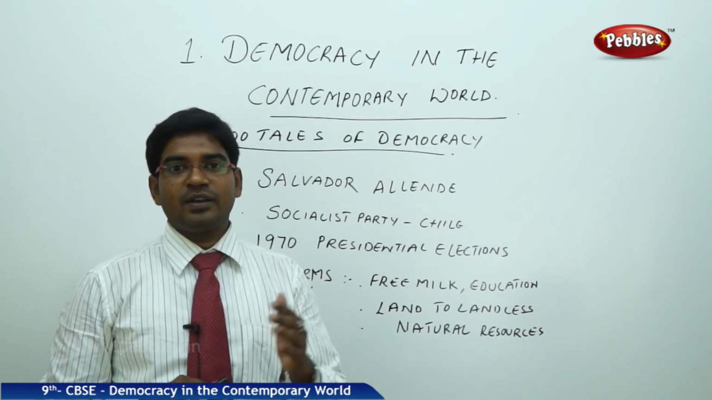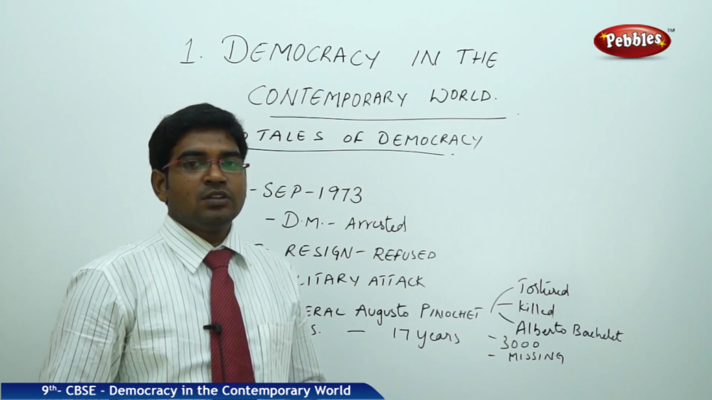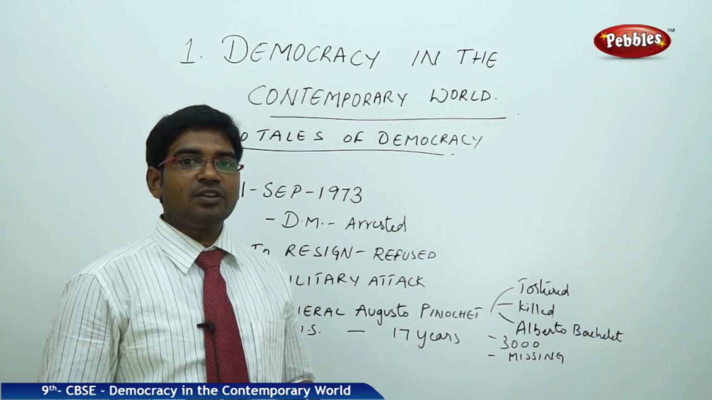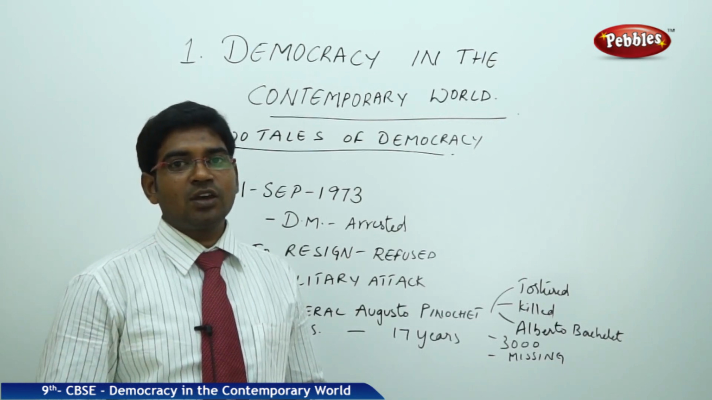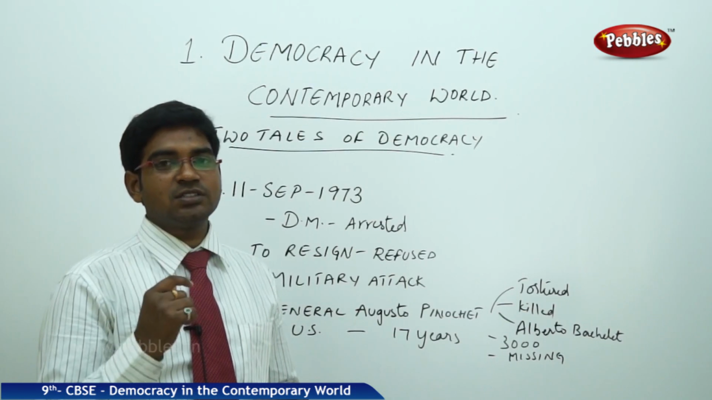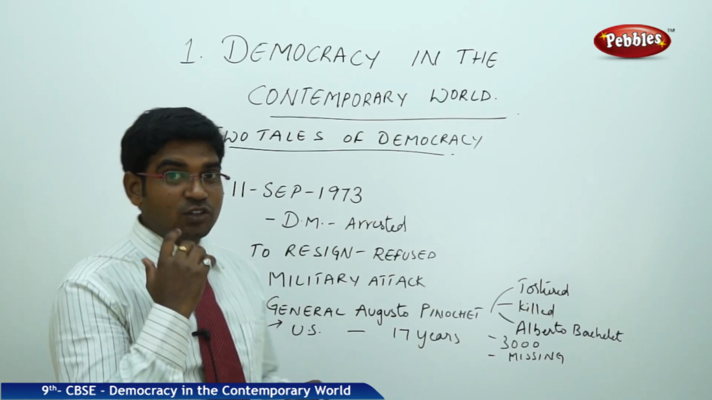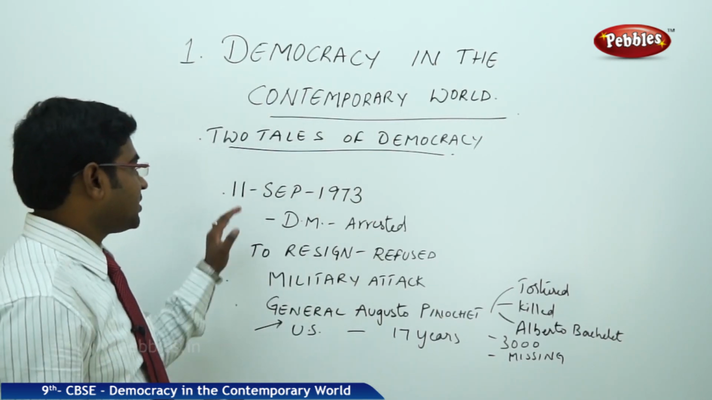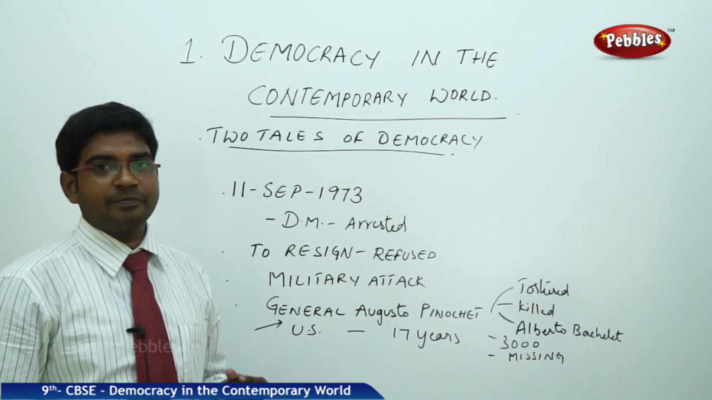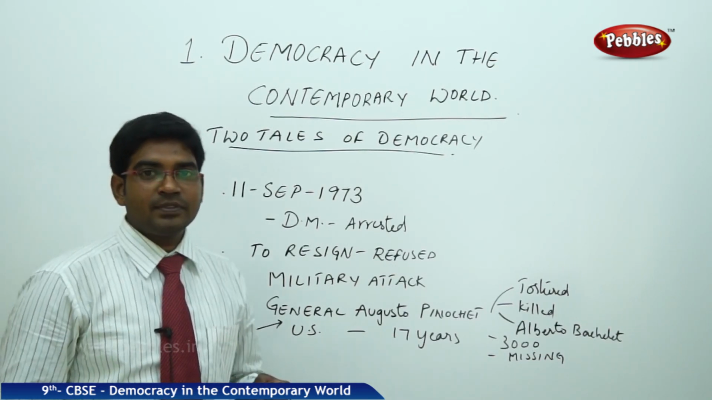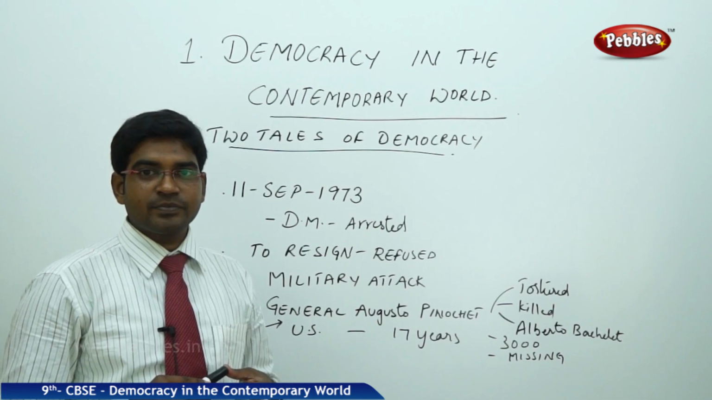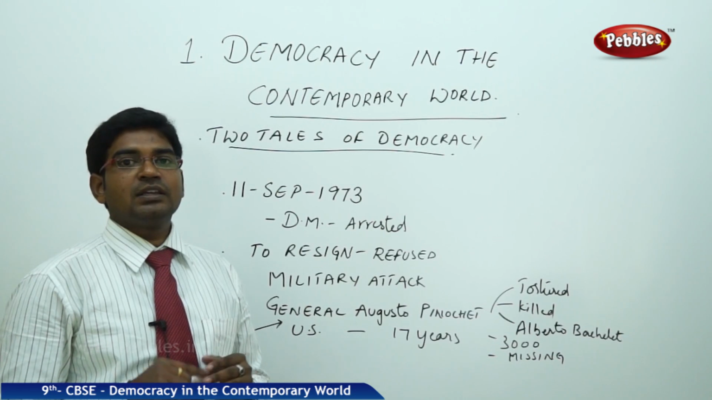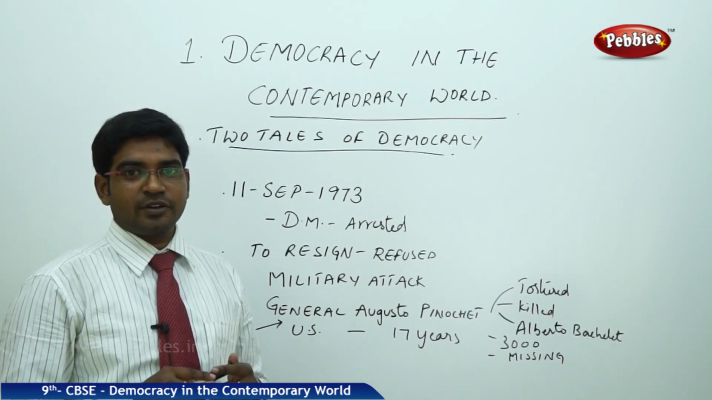So what happened then? After Allende took up the reforms, which triggered the anger of the rich landlords and the church authorities, there was a military coup in 1973. The date was 11th September 1973. As usual, the defense minister arrived at his office. The officers present there arrested the defense minister. The military approached the president.